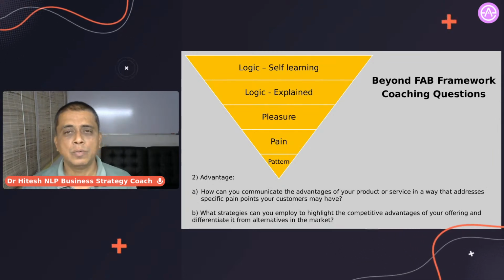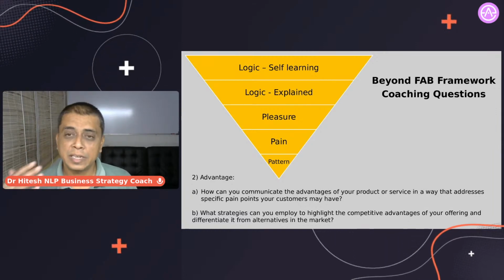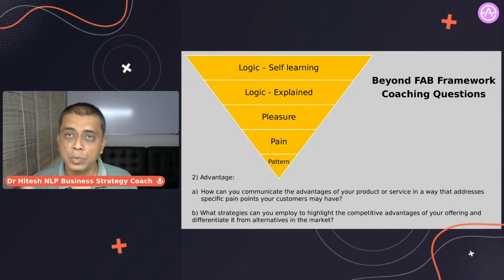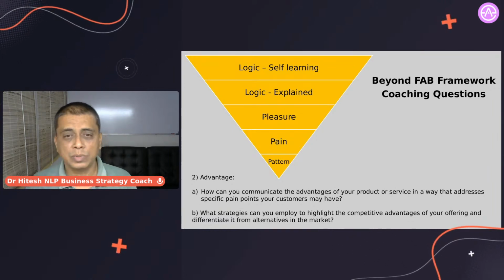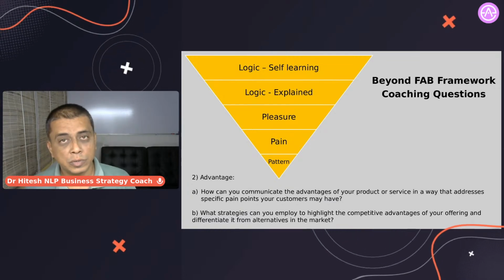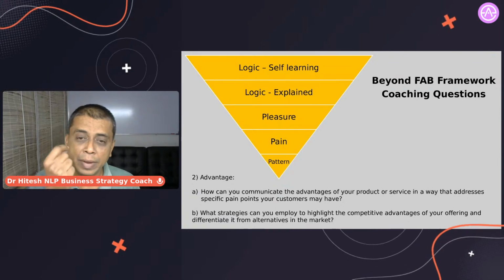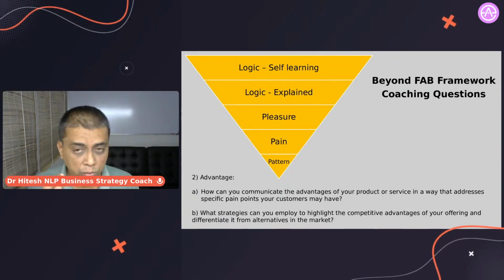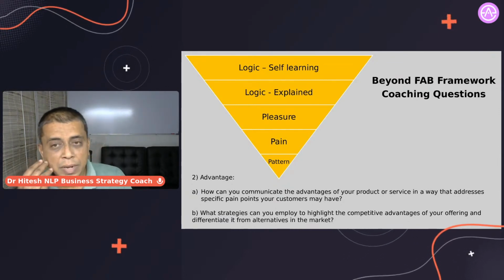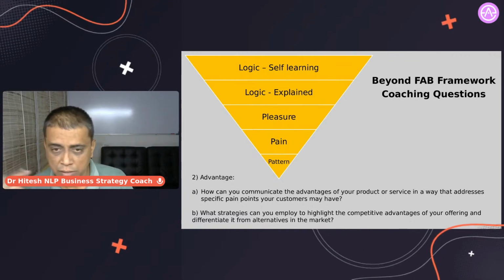Okay, now let's move to the advantage part, which is again logical, and which is explained by the salesman to the customer. The question is, how can you communicate the advantages of your product or service in a way that addresses specific pain points your customer may have? While explaining, think about that also. It may be pain, pleasure, anything.